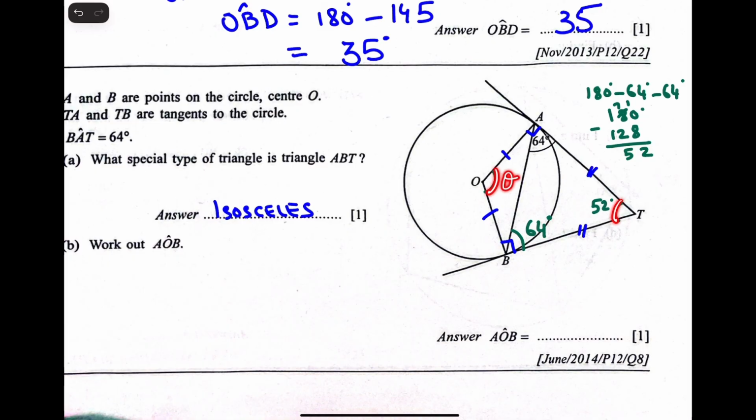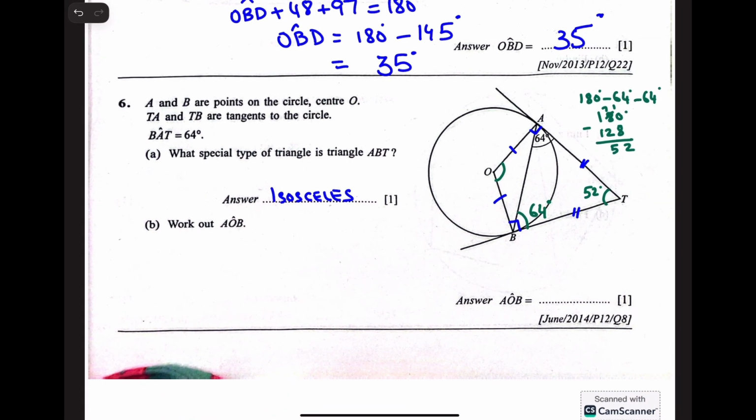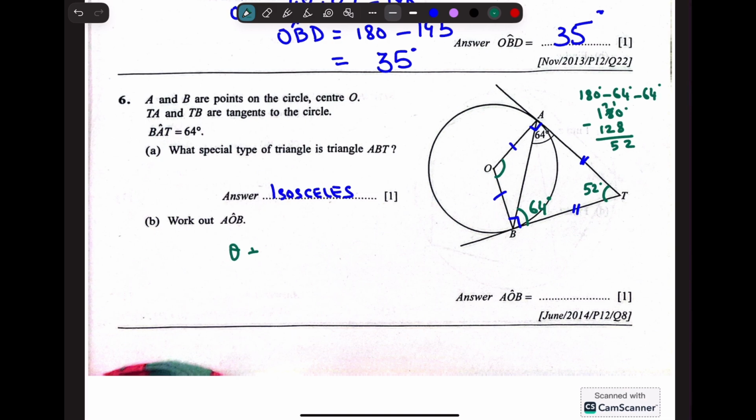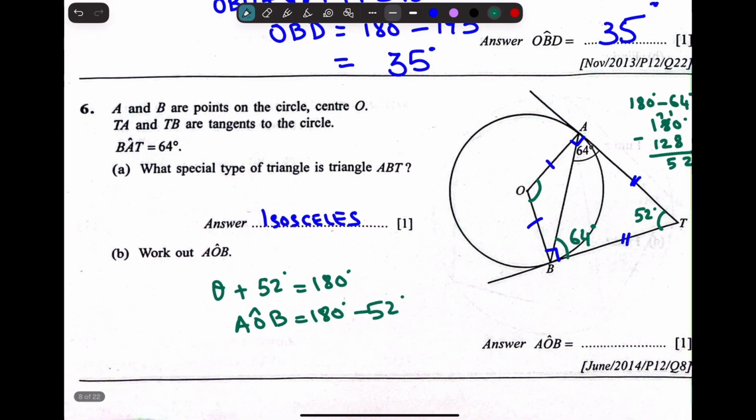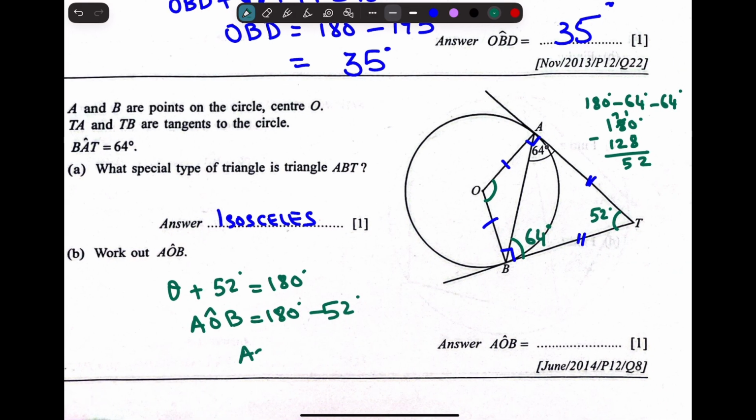Let's call this theta for now. So theta plus 52 is equal to 180 degrees. So theta, which is basically AOB, is 180 minus 52 degrees, which gives AOB as 128 degrees. Okay, so angle AOB is 128 degrees.